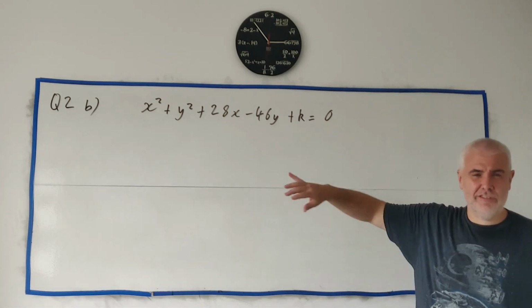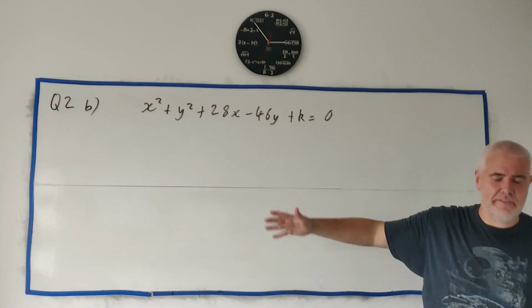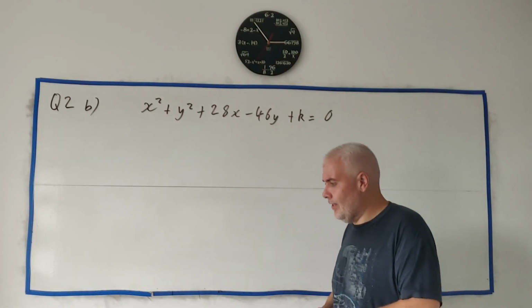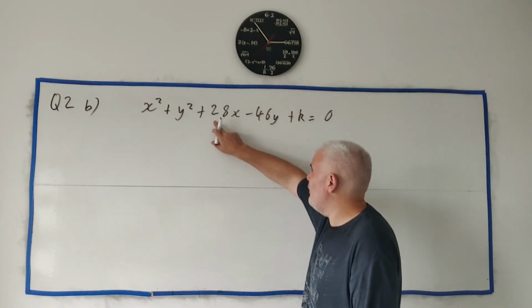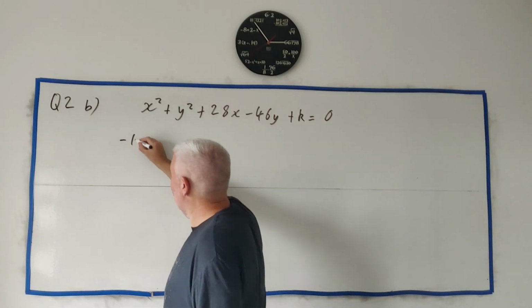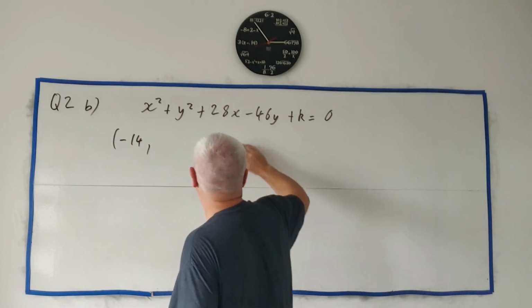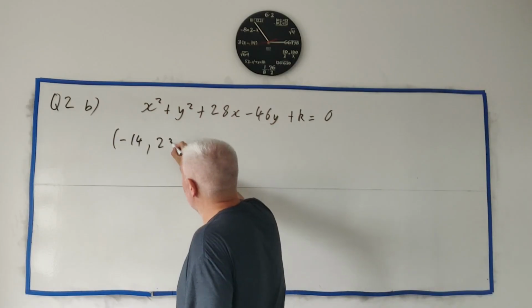First thing I like to do is just get the centre and the radius if you can. When it's in this format, the centre is not too bad. It's half of this number or minus half this number. And it's minus half this number, which is 23.